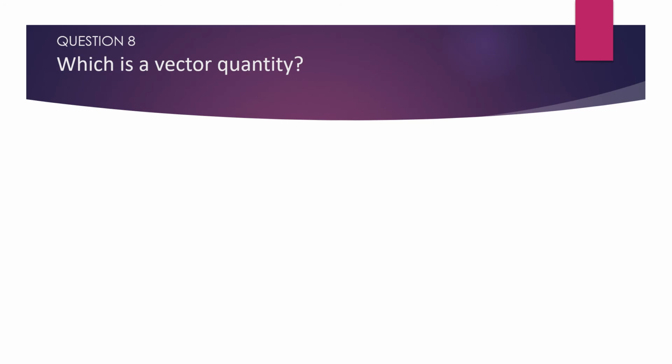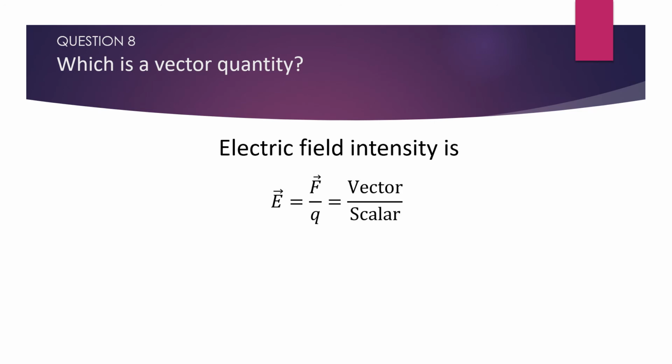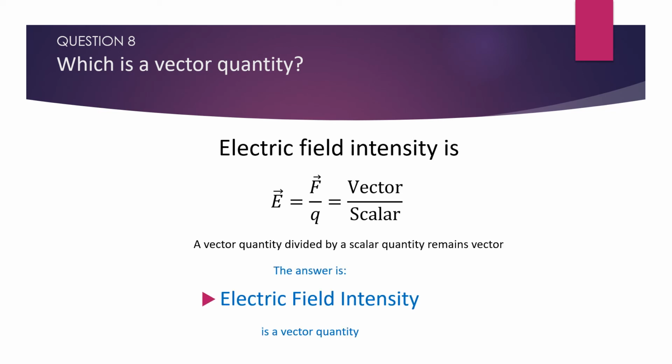Question 8. Which is a vector quantity? Electric field intensity is E is equal to F divided by Q, that is, force is a vector and charge Q is a scalar quantity. A vector quantity divided by a scalar quantity always remains a vector. Therefore, the answer is electric field intensity is a vector quantity.